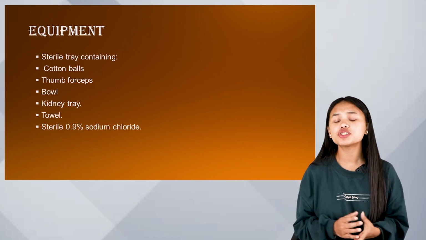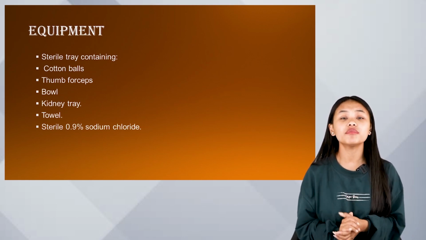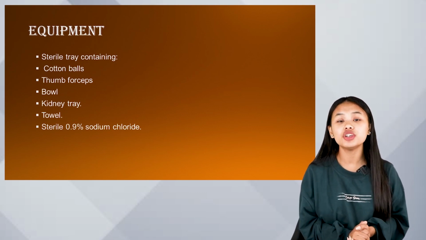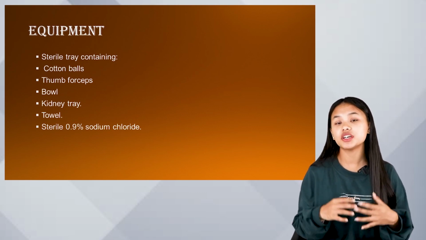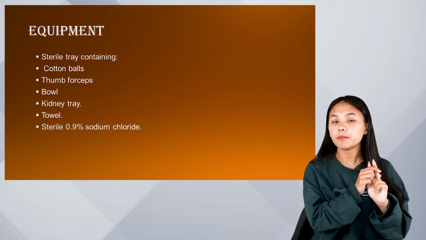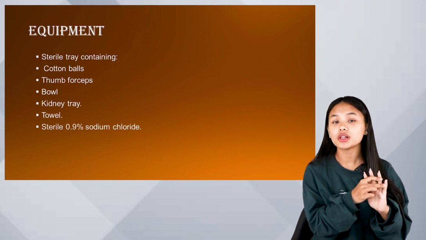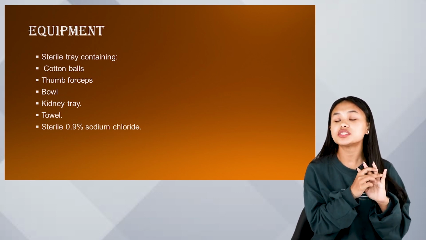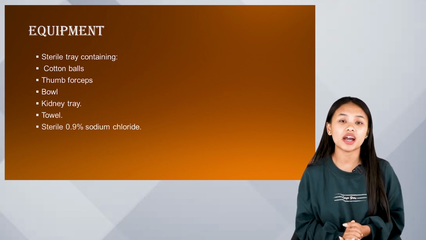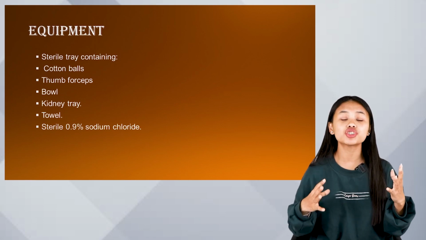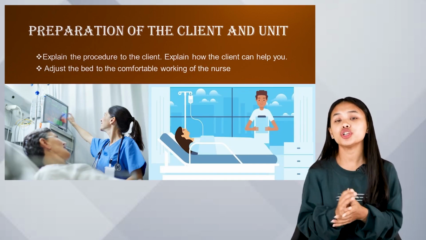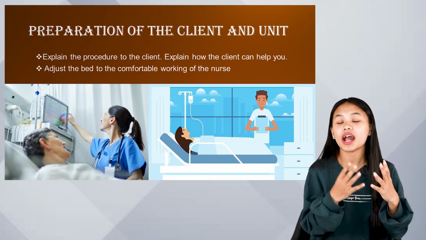What are the equipments required for you to perform this procedure? Before you provide any eye care to the client, you need to make sure that there is a sterile tray containing cotton balls, thumb forceps, bowl, kidney tray, towel, as well as sterile 0.9% sodium chloride. Before you perform this eye care, you need to make sure that you arrange all these articles. And after these articles are arranged, you must prepare the client as well as the unit.